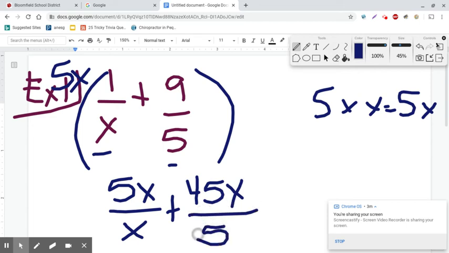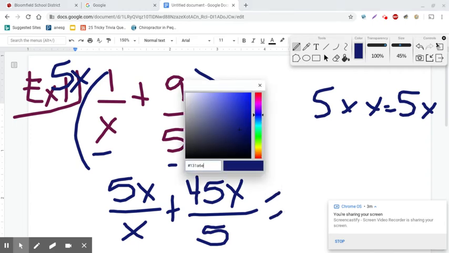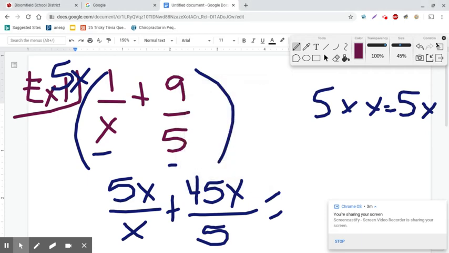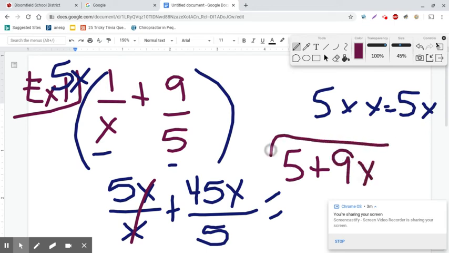over 5. So now, guys, we're just going to simplify this. The only things that you can simplify in the first part are the x's, right? X over x crosses out. So you're left with 5 plus 45 divided by 5 gives us 9. Keep your x. That is your answer. If you guys would like to pause this video so you can copy this down, now would be the time because I am erasing right now.